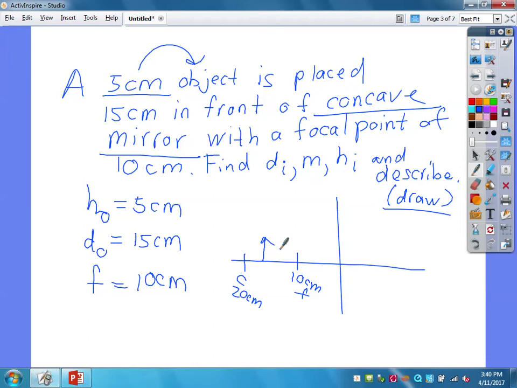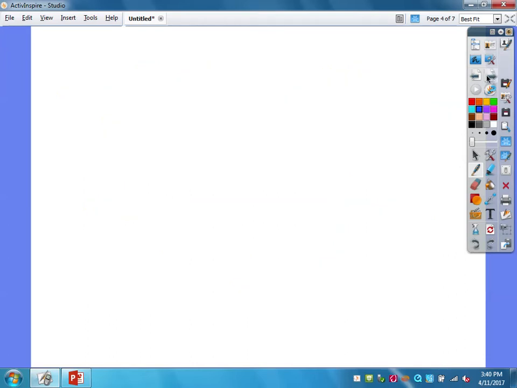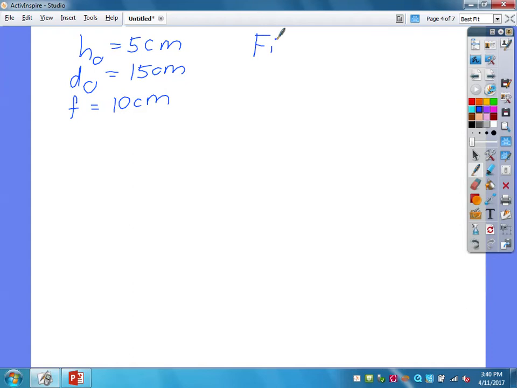All right? So we have these numbers. HO is 5 centimeters, DO is 15 centimeters, and F is 10 centimeters. All right. So let's find DI. My formula would be 1 over F equals 1 over DO plus 1 over DI.